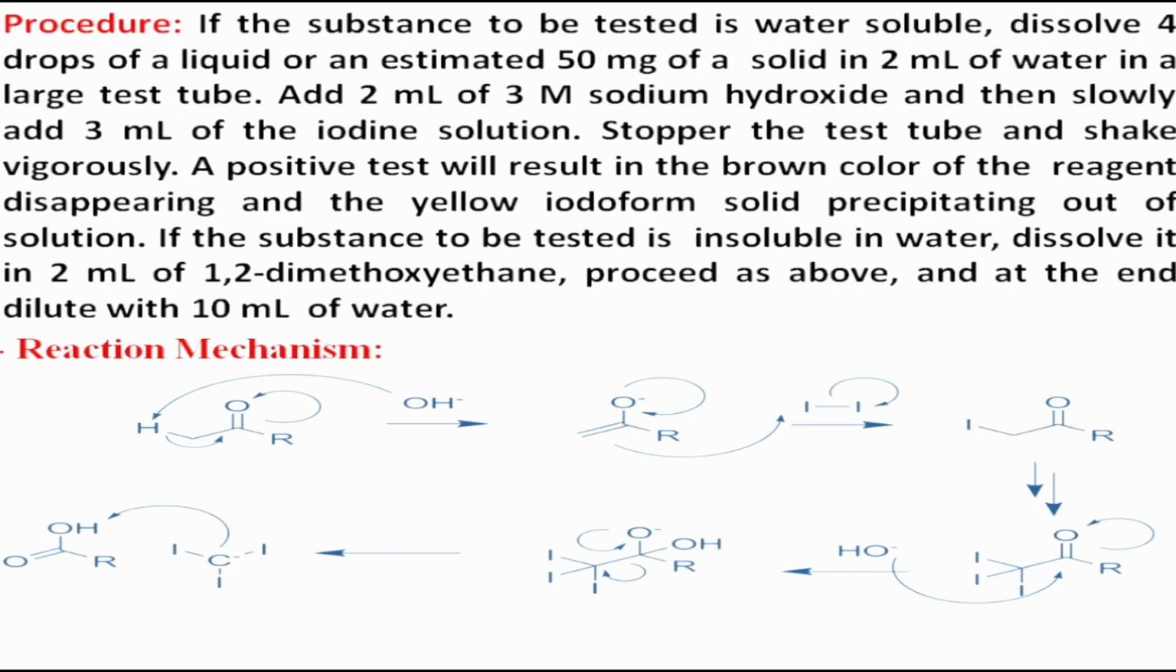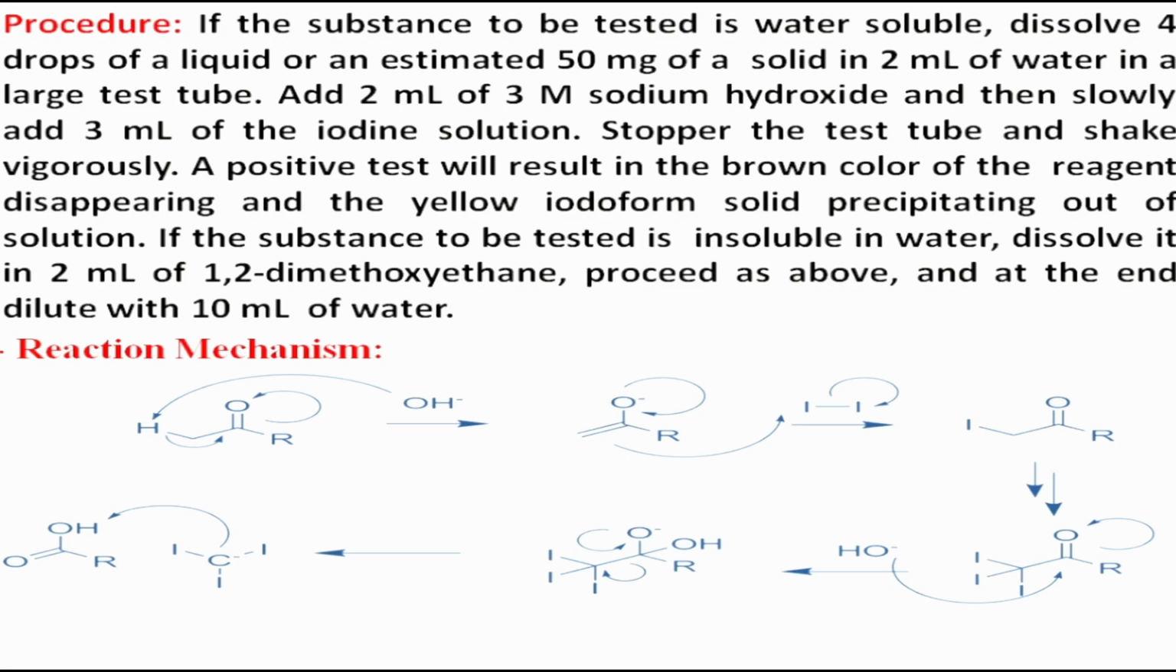A positive test will result in the brown color of the reagent disappearing and the yellow iodoform solid forming. So the disappearance of the brown color of iodine and the formation of a yellow solid is an indication of the oxidation reaction and confirmation of this test. If the substance to be tested is insoluble in water, if any ketone is insoluble in water, then it can be dissolved in 1,2-dimethoxyethane and the test can be done.